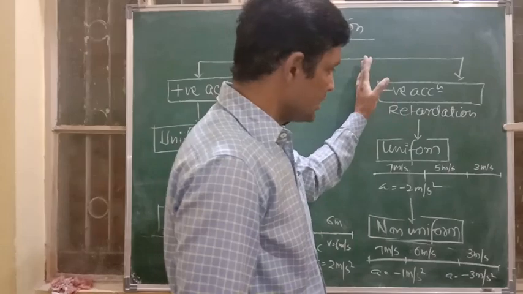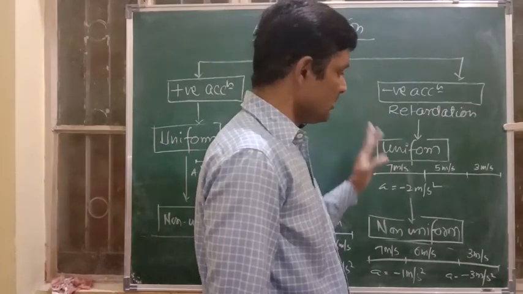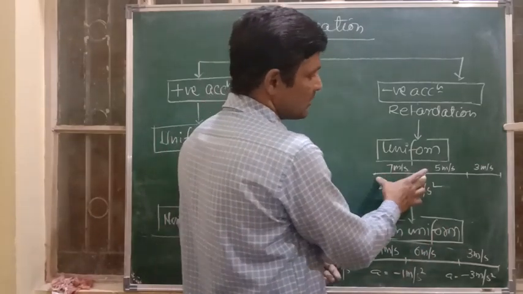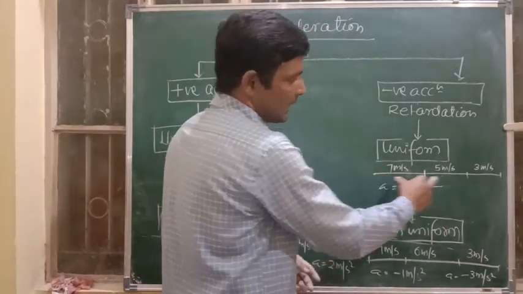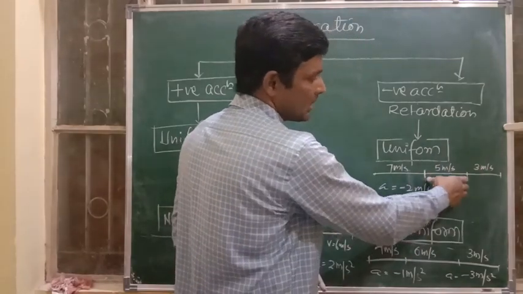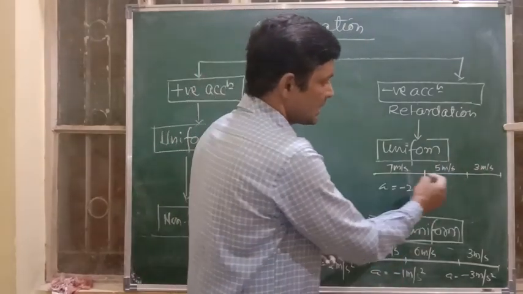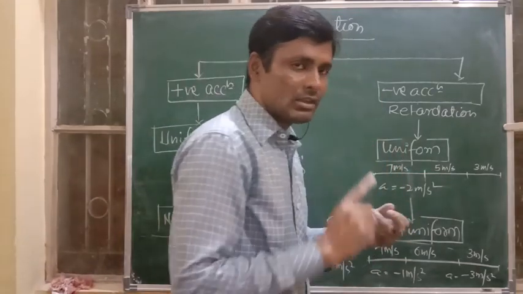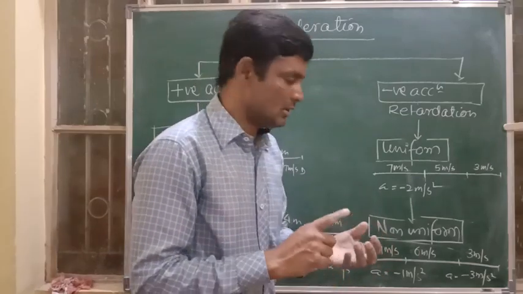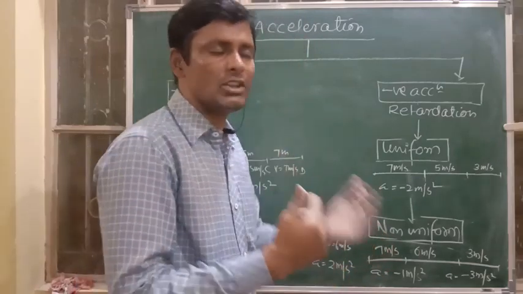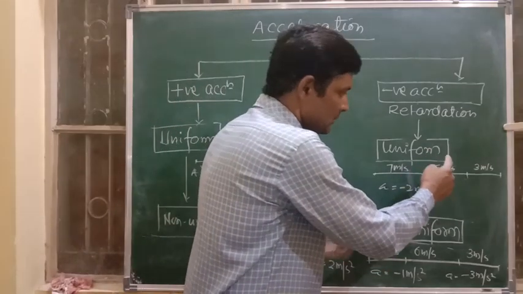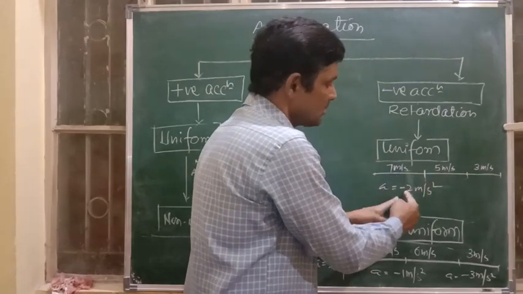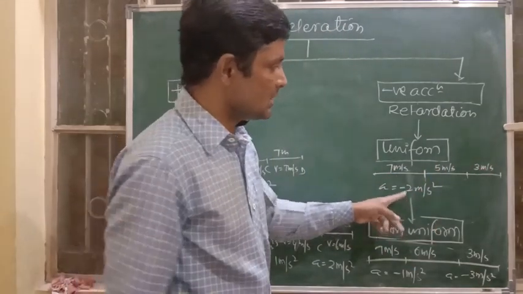Negative acceleration or retardation may be uniform or non-uniform. In this case velocity goes on decreasing. Here the object was moving at 7 meter per second, and then in the next second it was moving with 5 meter per second. So there is a decrease of 2 meter per second square. When we calculate the difference between any 2 quantities, the first one should be subtracted from the second one. So 5 minus 7, so there will be minus 2 meter per second square.